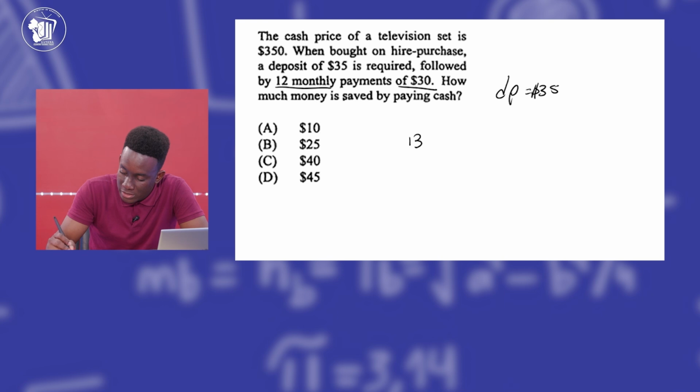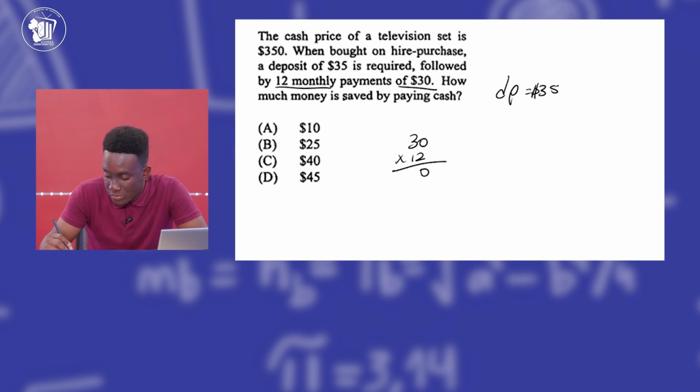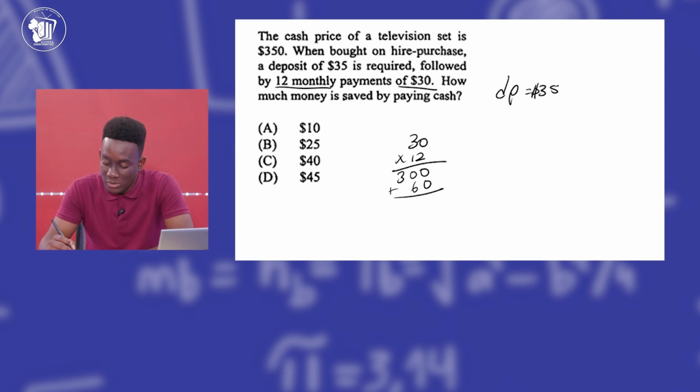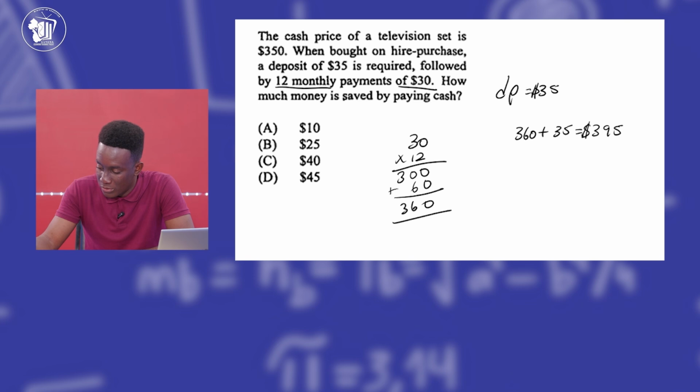So this would be 30 multiplied by 12. 1 times 0 is 0, 1 times 3 is 3, 2 times 0 is 0, 2 times 3 is 6. So after they finish paying the monthly installments, this will give us a total of $360 at the end of 12 months. Plus the down payment of $35, so 360 plus 35 simply gives us $395. This is how much money they will pay on hire purchase.